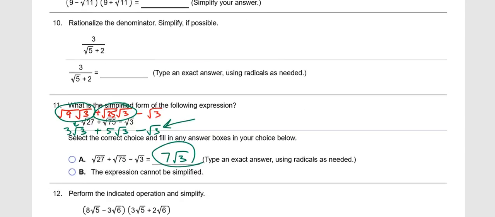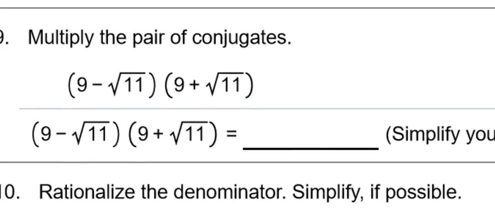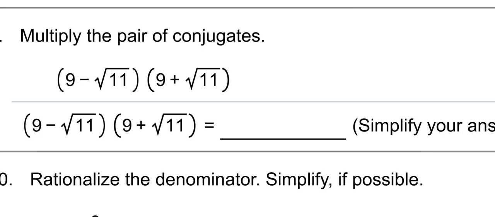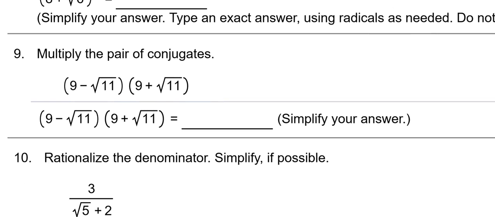Pick your favorite method on question 9, and then we'll go back to ones on the first page. Pick your favorite. You can see that these are conjugates of each other. Pick your favorite method. I don't care which one it is, whether you want the elementary school version, the box method, or drawing the arrows. It's up to you. But number 9.